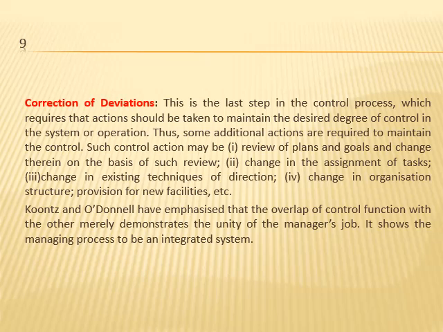Due to this, many persons hold the view that correcting deviation is not a step in the control process. It is a stage where other managerial functions are performed. Koontz and O'Donnell have emphasized that the overlap of the control function with the others mainly demonstrates the unity of a manager's job. It shows the managing process to be an integrated system.